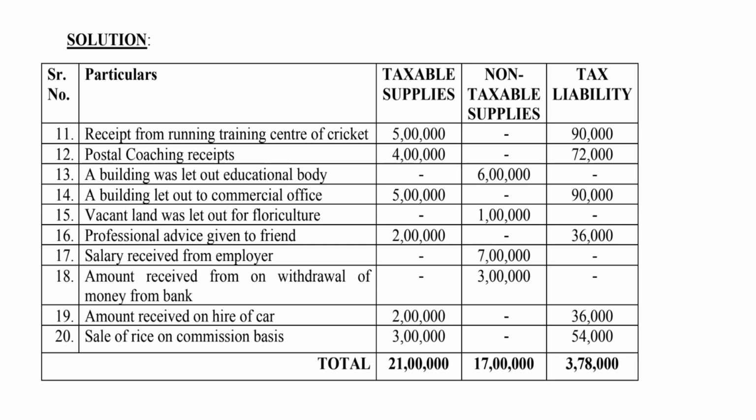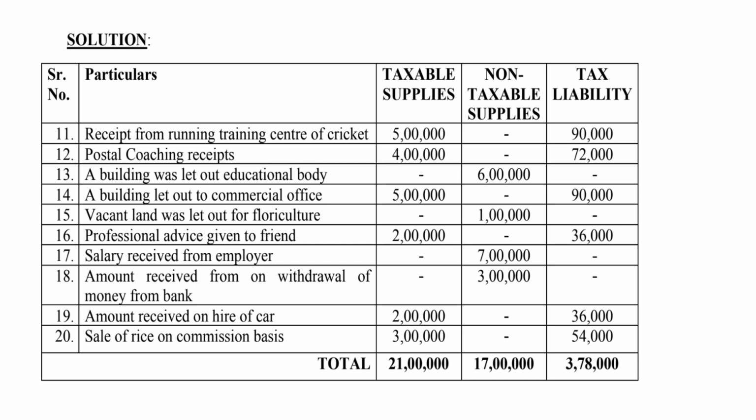Then you have postal coaching receipt 4 lakh. Postal coaching receipt of 4 lakhs is a taxable supply, and the tax liability will be 18% of 4 lakhs, so it is 72,000. Then next condition is a building was lent out to educational body. It is a non-taxable supply, that is 6 lakh. This 6 lakh amount will come in the non-taxable supply.